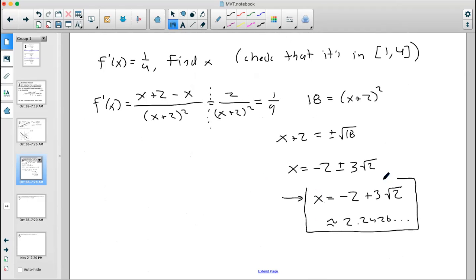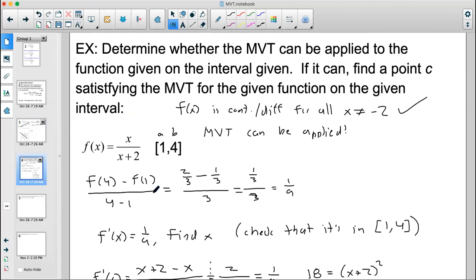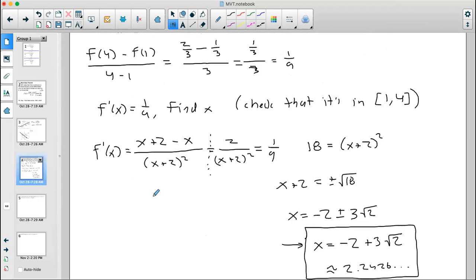This is a value of x so that the slope of the tangent line to the curve there is the same as the slope between the two endpoints. So it's basically like, it looks like this. The slope between the endpoints is the same as the slope at the point I found. That's the mean value theorem. That's how you do it.